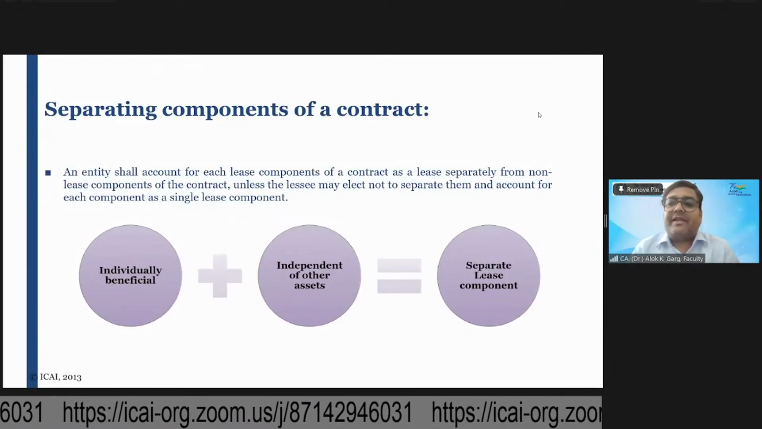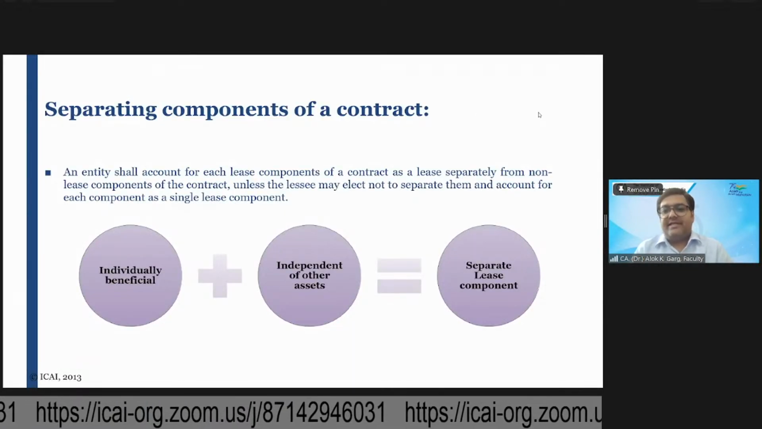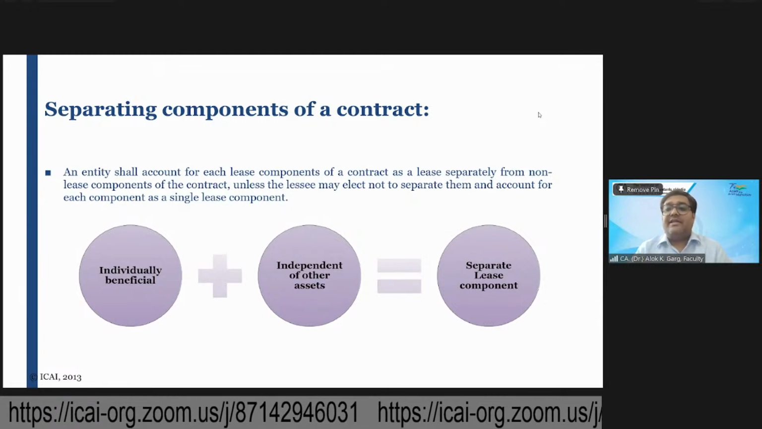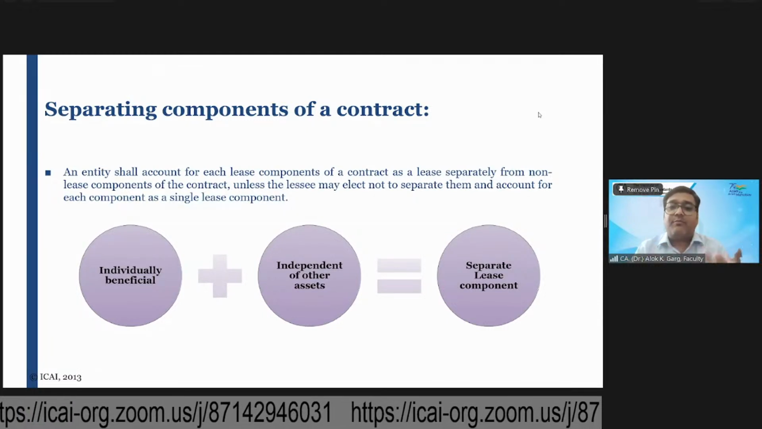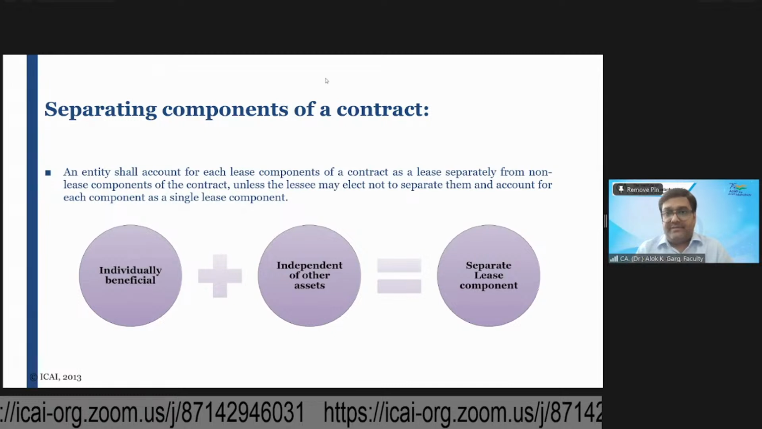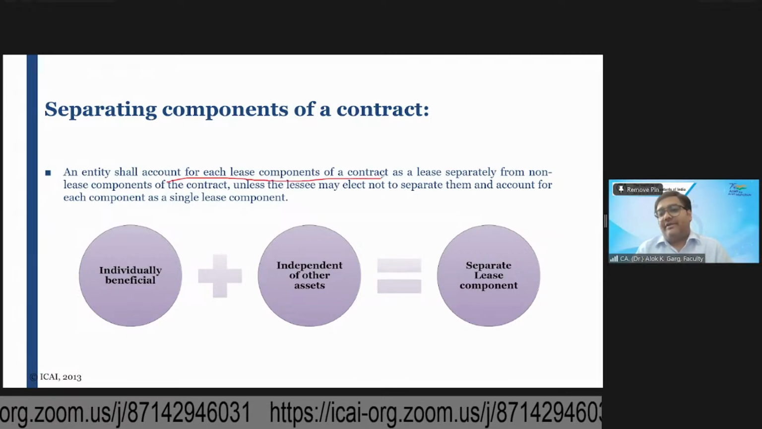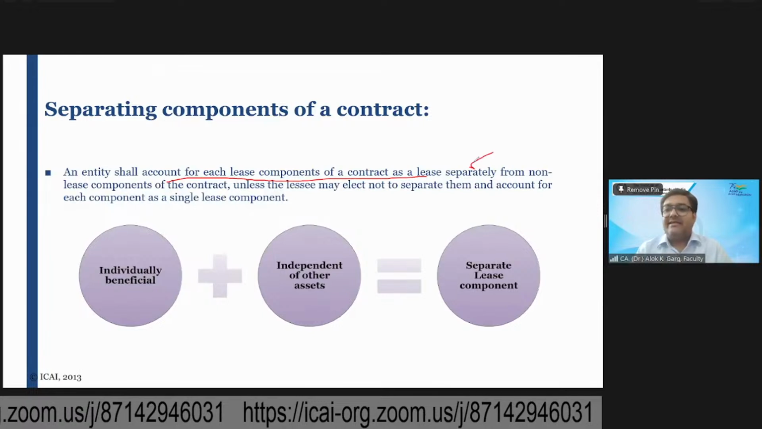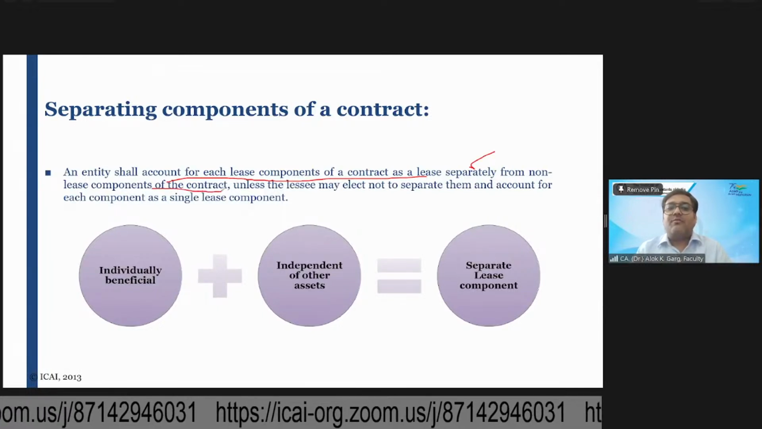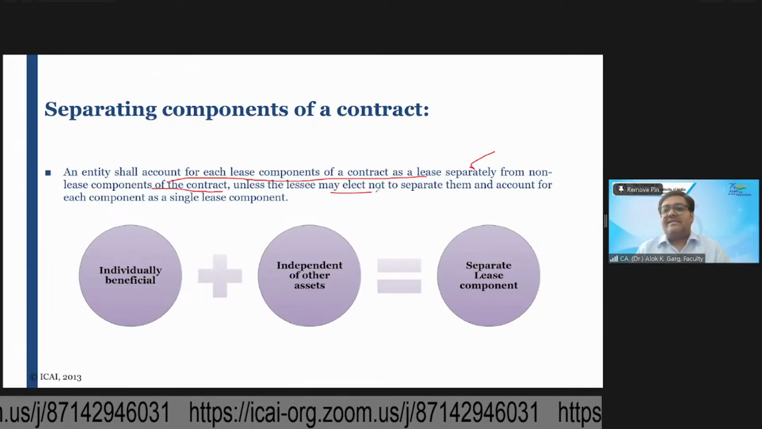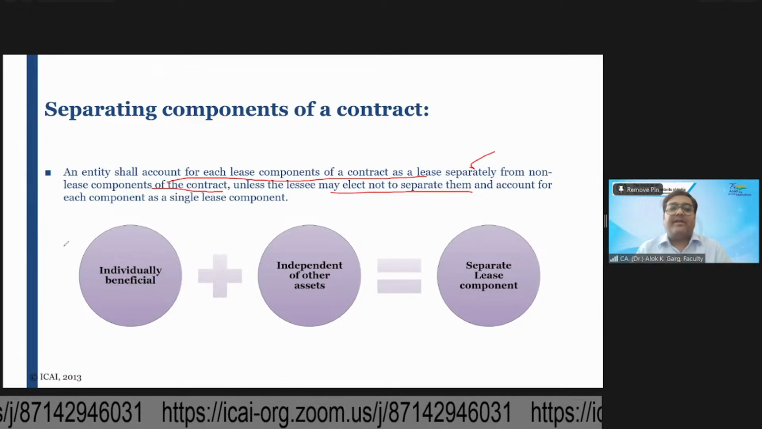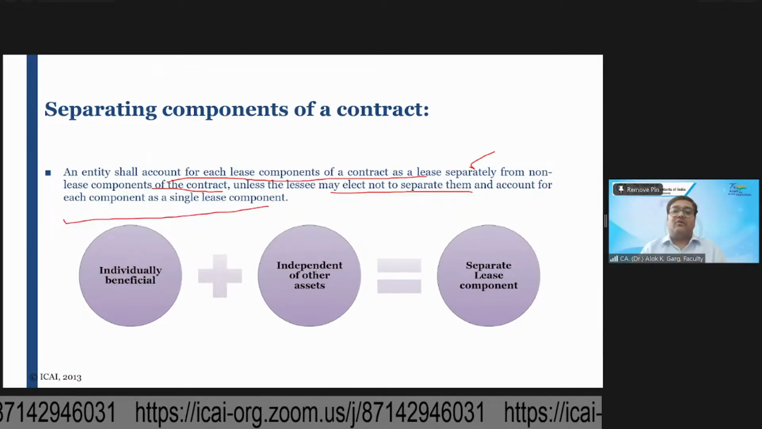Let's discuss separating components of a contract, right? Is it a lease component or is it a non-lease component? So an entity shall account for each lease component of a contract as a lease separately from the non-lease component of the contract, unless the lessee elects not to separate them and accounts for each component as a single component.